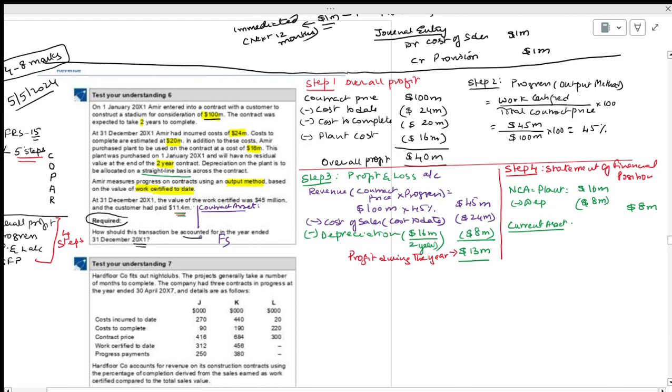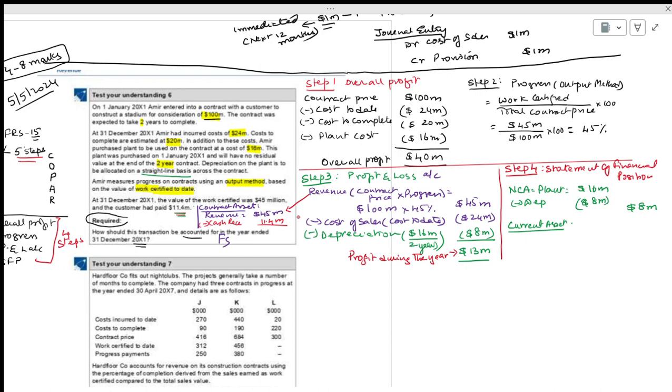Total revenue is how much? Revenue is 45 million. We got this revenue from here, minus cash received. How much? Cash received is 11.4. What is the difference here? 45 minus 11.4, how much?